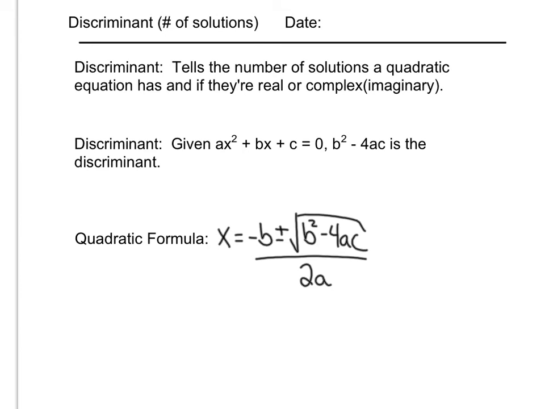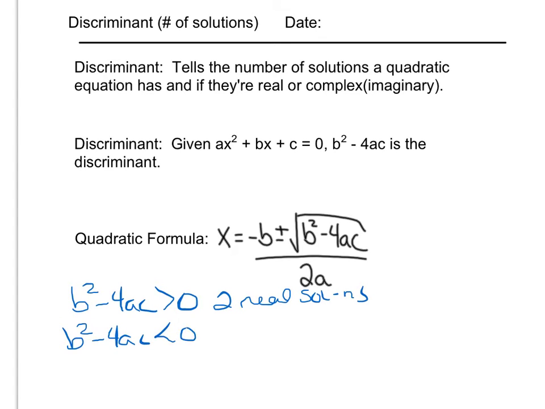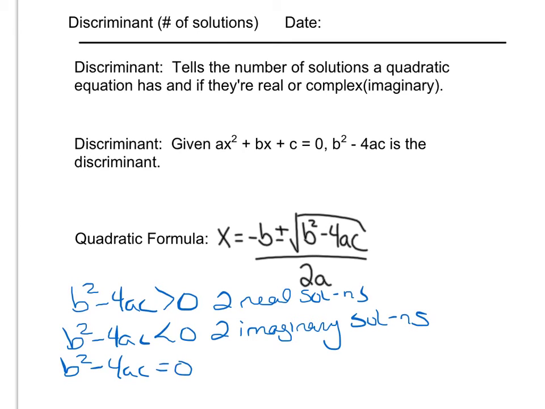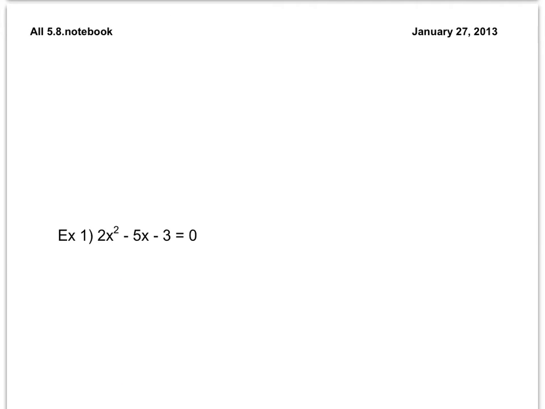So I'm going to add that into my notes. If b squared minus 4ac is greater than 0, I get 2 real solutions. If my discriminant, b squared minus 4ac, is less than 0, I get 2 imaginary solutions. And finally, if b squared minus 4ac equals 0, I get 1 real solution.